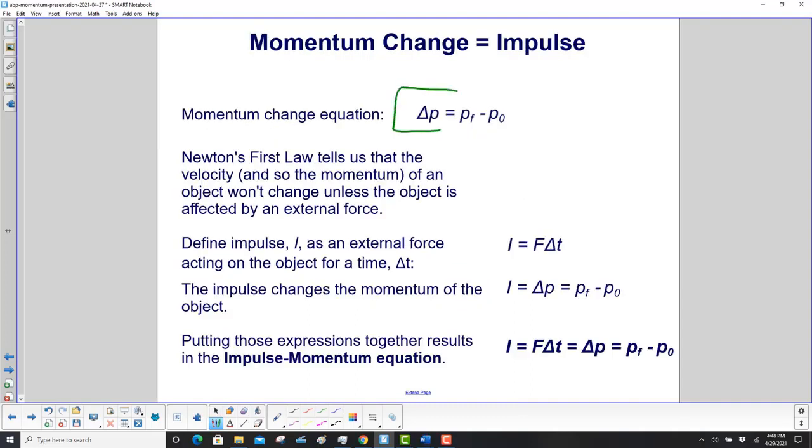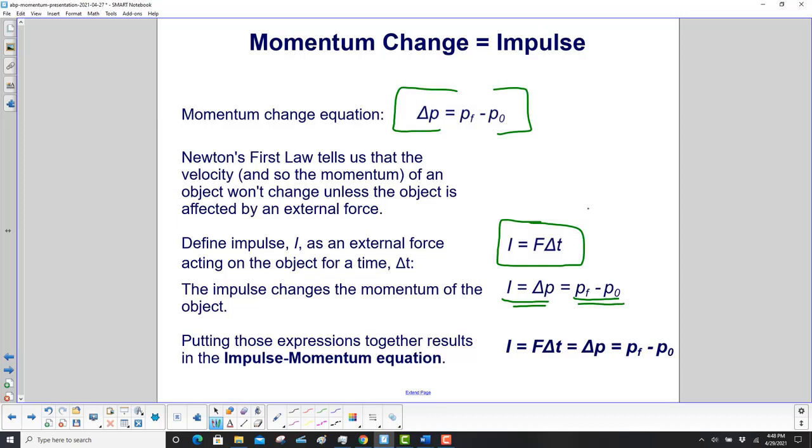Here's our momentum change equation from the previous slide. Now Newton's first law tells us that the velocity, and so the momentum, of an object won't change unless the object is affected by an external force. Let's define impulse, and the abbreviation for impulse is just capital I, as an external force acting on the object for time delta t. The impulse changes the momentum of the object. So I is equal to delta p, which is pf minus p0.